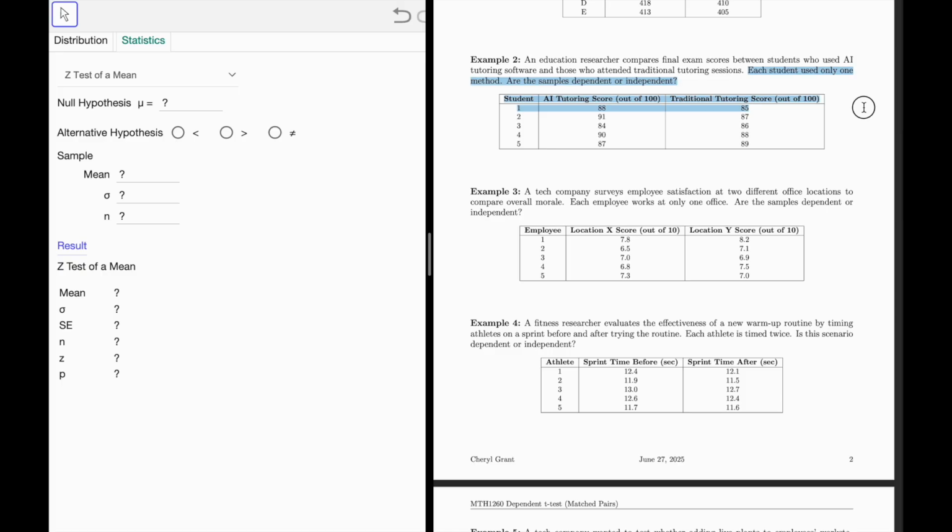So this statement right here, each student used only one method. That means it's not one person trying both methods to compare it for that person. These students here are different from each group. So instead of having 5 students try each method, there are 10 students, 5 that tried AI and 5 that tried traditional. So I can jumble up these numbers and it's not going to make a difference. These are independent.